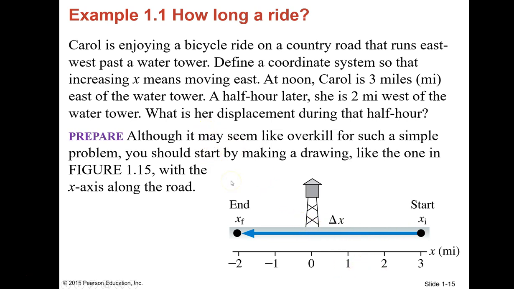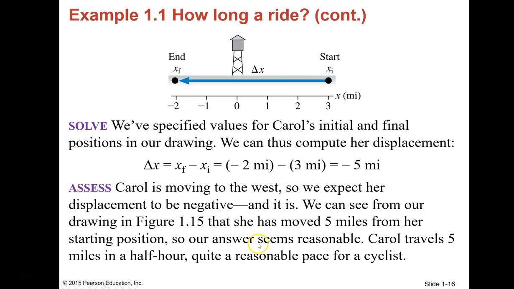We want to make drawings like this because they're actually going to show up on your AP exam. She starts off 3 miles east of the water tower. The water tower is your 0 point. After half an hour, she's 2 miles west. So here's your diagram. Hopefully you're seeing that her net displacement is negative 5 miles, from where she started, negative going to the left.